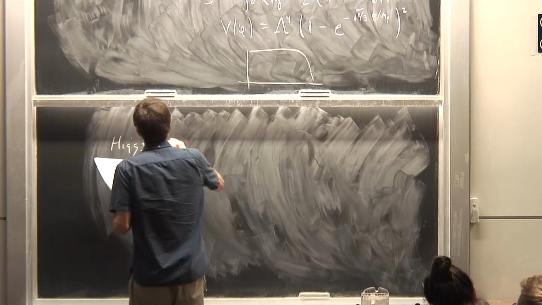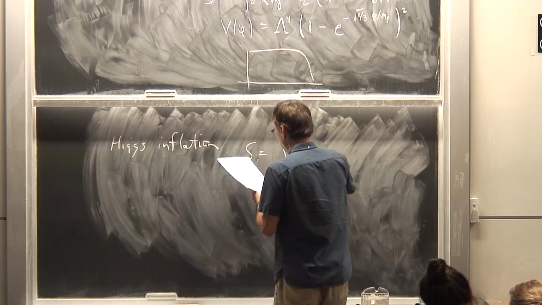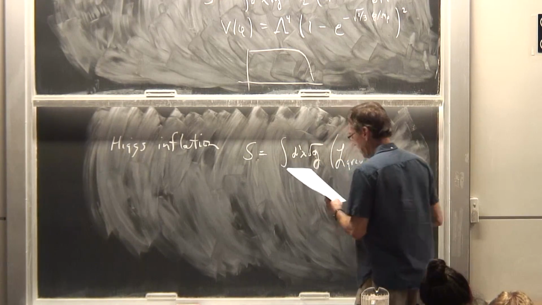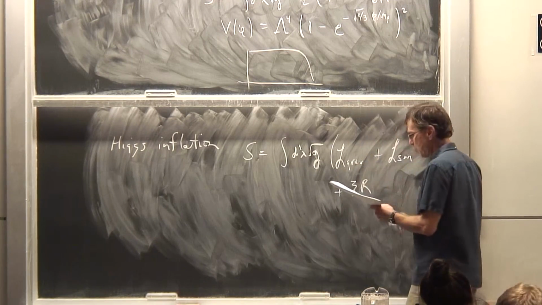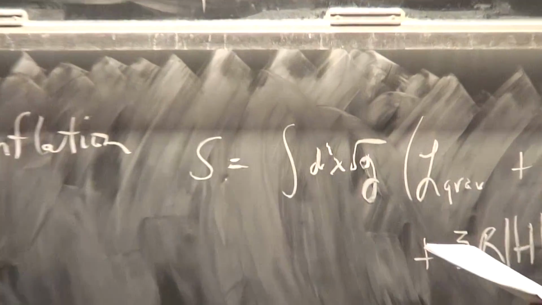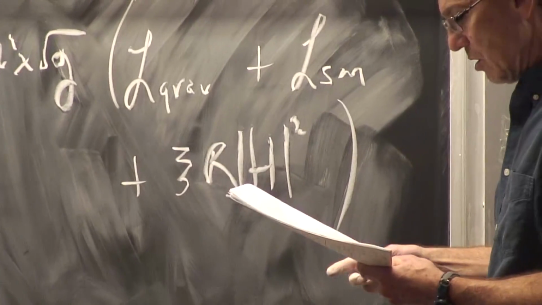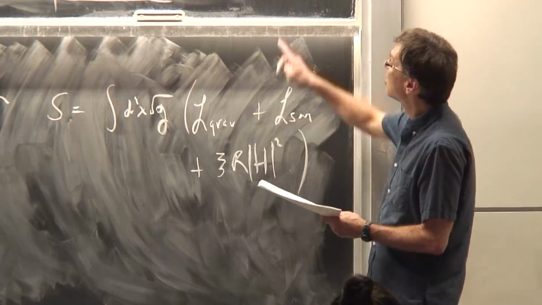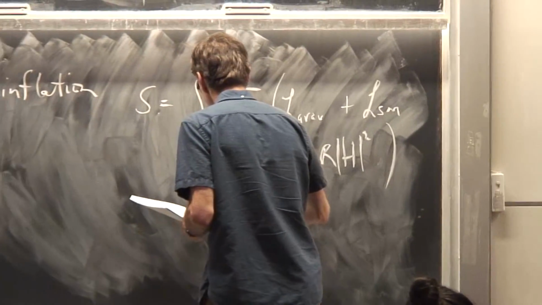if you add an extra term coupling the Higgs field non-minimally to gravity, so we have the gravitational action, the standard model action, and if you add this non-minimal coupling of the Higgs field to the Ricci scalar, then this turns out to have the same potential as r squared inflation. So it's kind of equivalent mathematically.